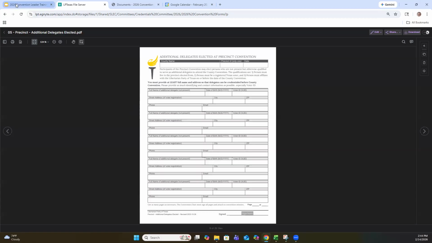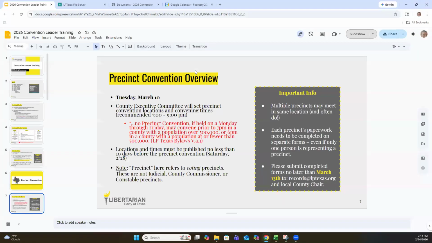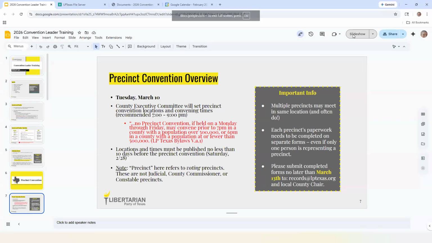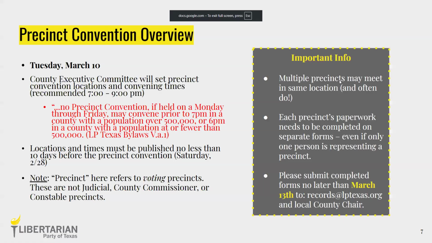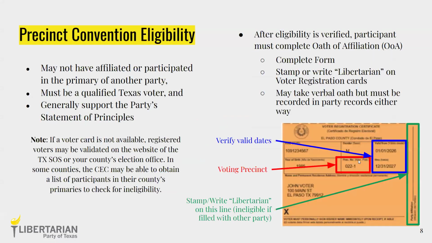All right, so let's jump back over to the presentation. I'll go back into slideshow mode so you can see that a little larger on your screens. We've talked about the time, 6 or 7 p.m. at the earliest, depending on your county population. The paperwork needs to be sent to records@lptexas.org no later than March 13th. This shows where you find that voting precinct.